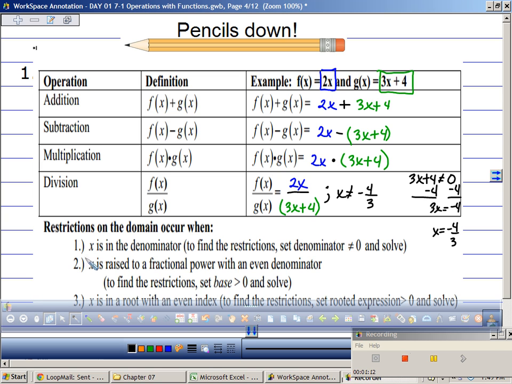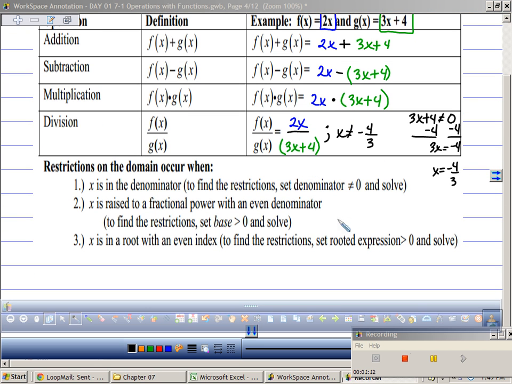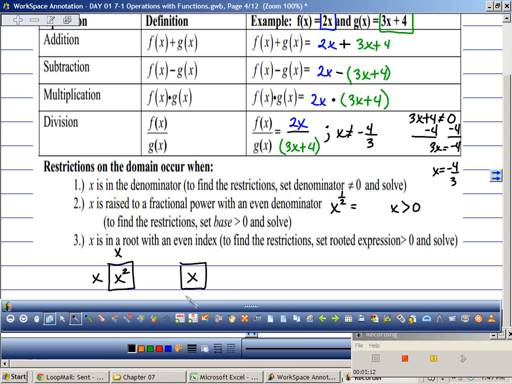In the same instance, it says down here, x is raised to a fractional power with an even denominator. So x to the 1/2. X has to be greater than 0. Because if you remember, let's look at this. What are the sides of this box? If the area is x squared, what are the sides? X times x. So what if I had just x?